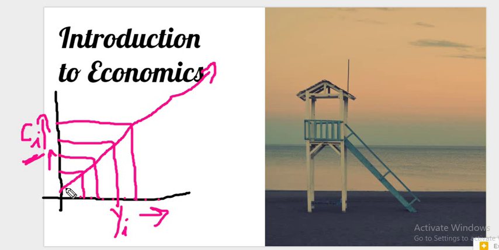So what we call this kind of a line, extending from left to right in an upward direction, is a positively sloping line, or a positively sloping curve. So this line is positive.